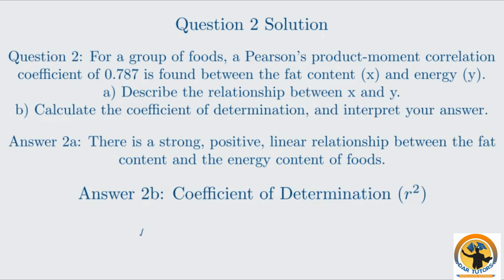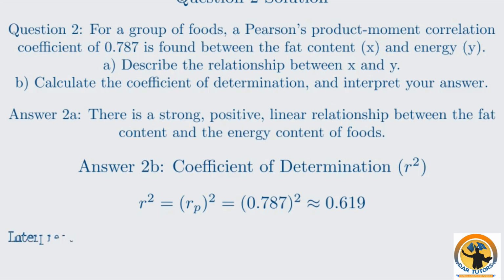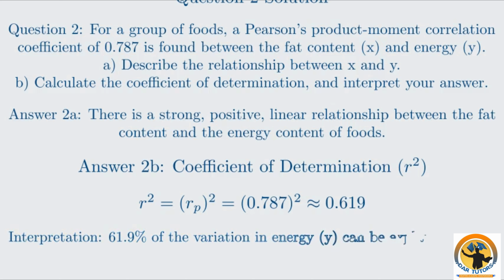The coefficient of determination, r squared, is found by squaring the correlation coefficient. So r squared equals 0.787 squared, which is approximately 0.619. Now, we must interpret this value. The coefficient of determination tells us the proportion of the variation in the dependent variable that can be explained by the independent variable. In this case, energy is the dependent variable. An r squared value of 0.619 means that approximately 61.9% of the variation in the energy content of these foods can be explained by the variation in their fat content.